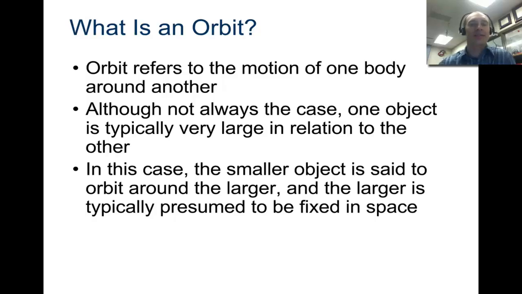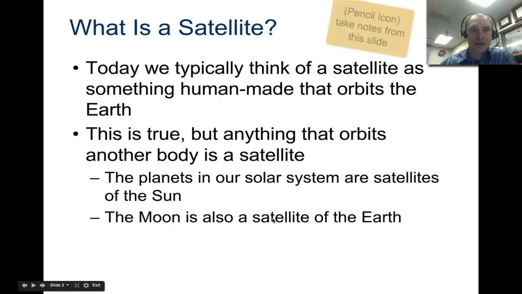An orbit is motion of one body around another. Although it's not always the case, typically one object is very large in relation to the other. So we're talking like moons and planets, or satellites and planets, things like that. Like I said, that's not always the case. There are two objects that can orbit around each other, which we'll get into later. In this case, the smaller object is said to orbit around the larger, and the larger is typically presumed to be fixed in space.